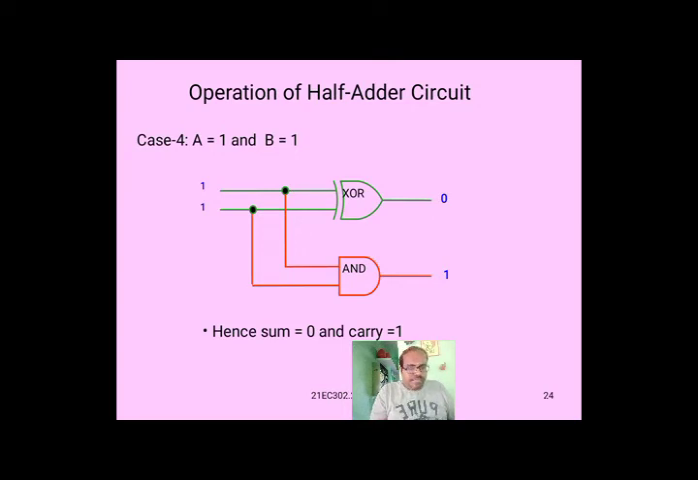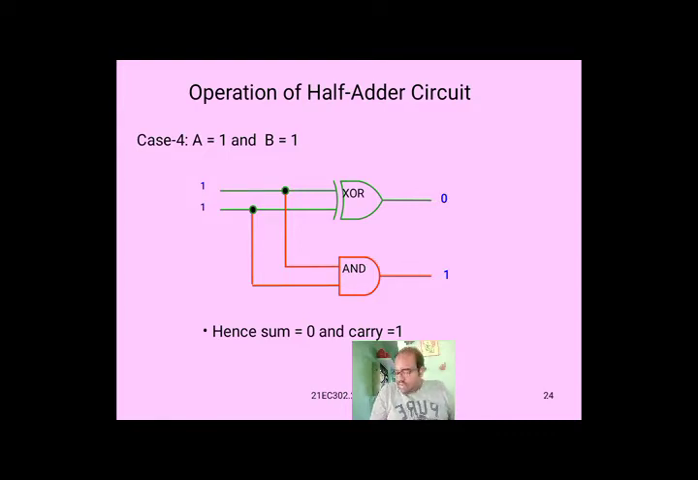Notice that sum output is 1 only if input variables are not equal. Therefore, sum can be expressed as the exclusive OR of the two variables. So, sum S equal to A XOR B, that equals A bar B plus A B bar.